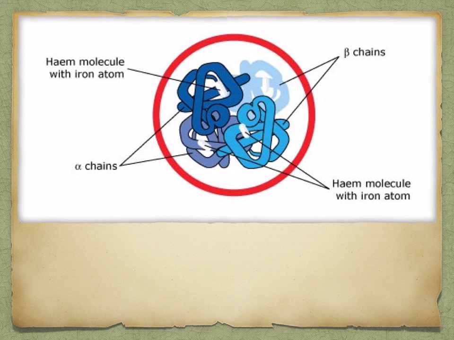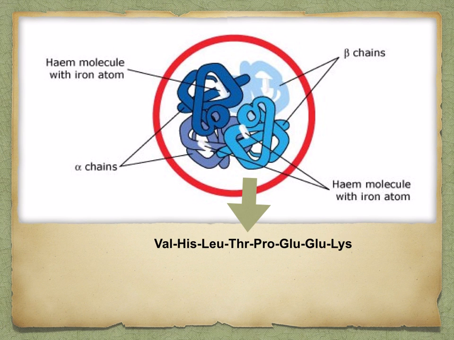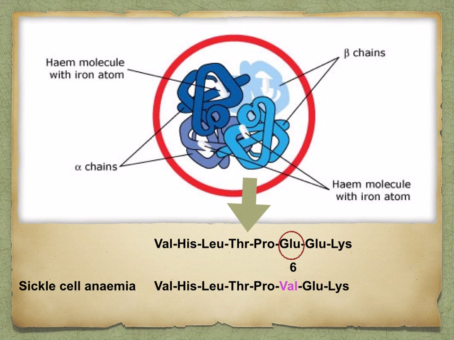If you remember, the hemoglobin molecule is made up of 4 polypeptides, and each one's got a heme group. So you've got 2 alpha chains and 2 beta chains. And the gene that codes for the amino acid sequence in the beta chains is not going to be the same in everyone. So for most people, this is the sequence of amino acids. Now I want you to have a look at what happens to amino acid 6 in people who've got sickle cell anemia. In amino acid 6, glutamine is going to be changed to valine. This is what causes sickle cell anemia.